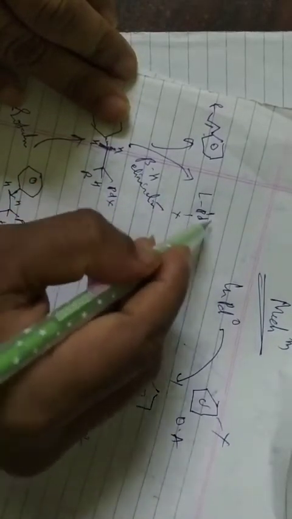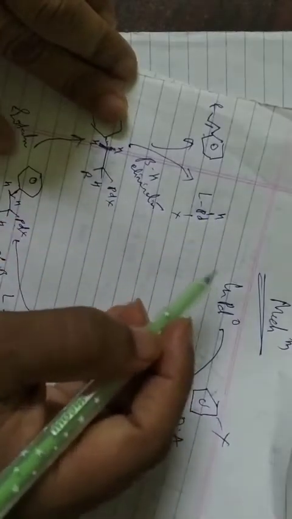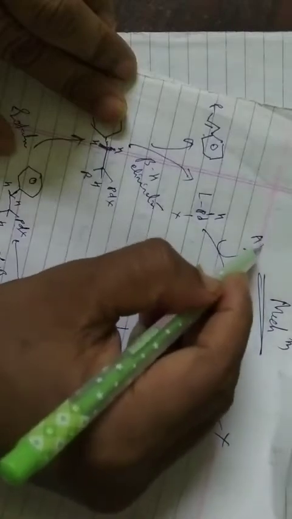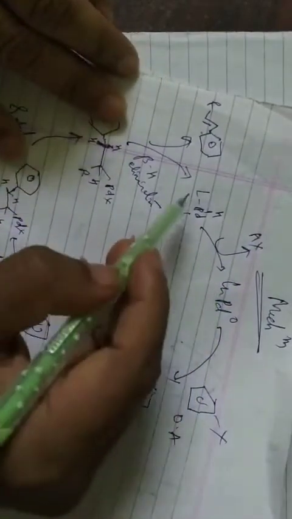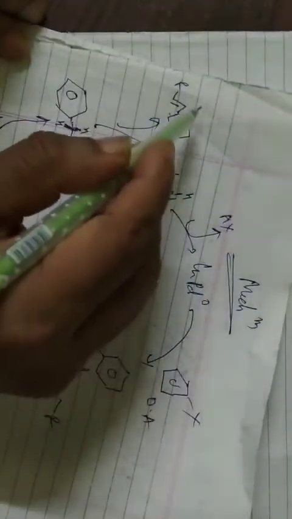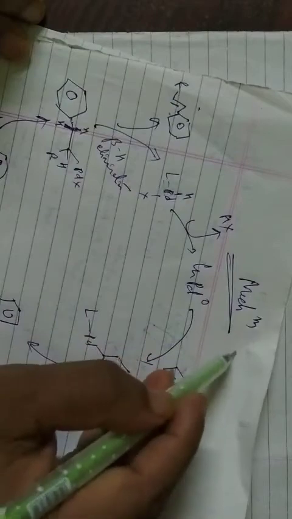With X here and hydrogen here. And finally you can see there is the removal of HX, and you are going to get palladium in the zero state. So this is how the product is obtained in the Heck mechanism. This is one you can show in the examination.